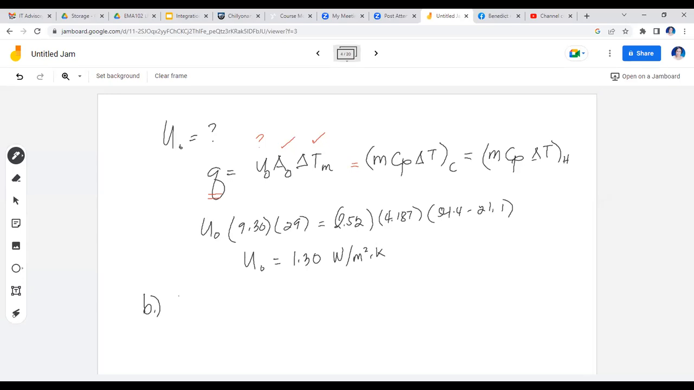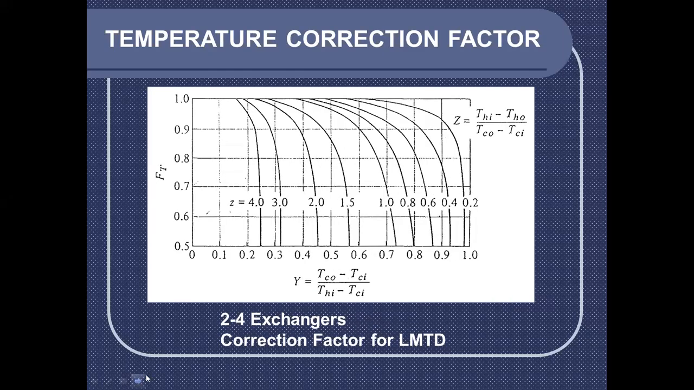So this time your orientation is 2, 4. So using the same Y and Z value of 2 and 0.352, we're going to go back to our slide for the 2, 4 orientation. So this is for the 2, 4.